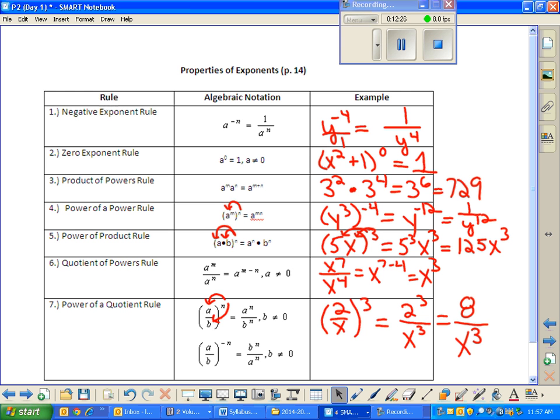You have problems like this on your homework assignment for tonight. I went tricky when I was picking problems out. I did. I went there. There's some on there that might be a little bit tough for you.